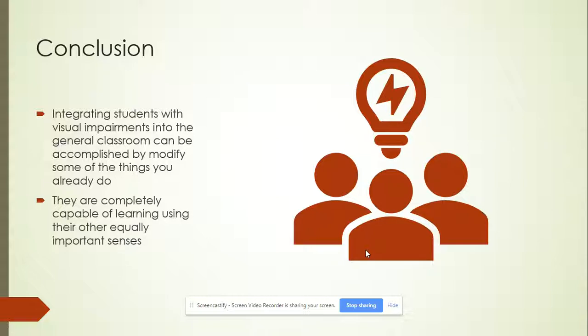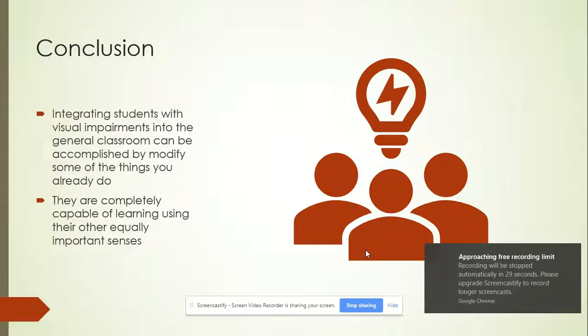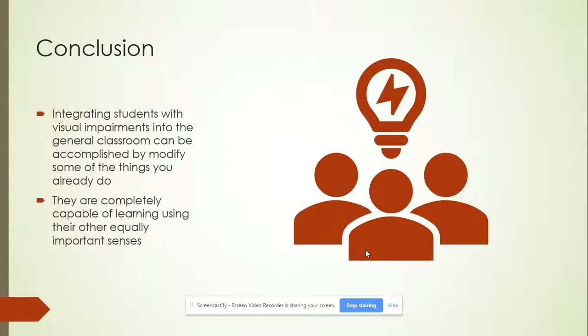So in conclusion, integrating students with visual impairments in the general classroom can be accomplished by just modifying some of the things you do. They are completely capable of learning using their other equally important senses. There should not be a reason why visually impaired students cannot be adapted into the general classroom.